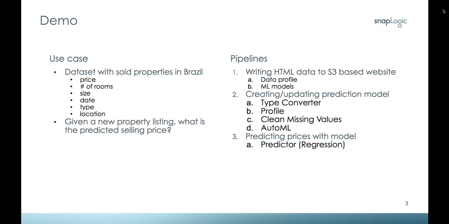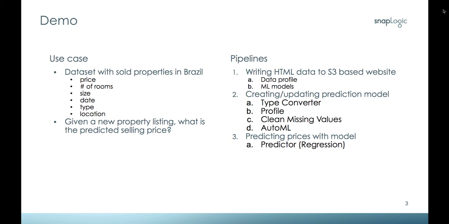So for the demo, on the left-hand side, we will introduce our use case. We already have a data set in Snowflake with a lot of sold properties in Brazil. That includes the price of that sale, the number of rooms for the property, how large that particular property is, what date it was sold, and what type of property it was. Was it a store? Was it an apartment? Was it a house? And what location in Brazil was it?